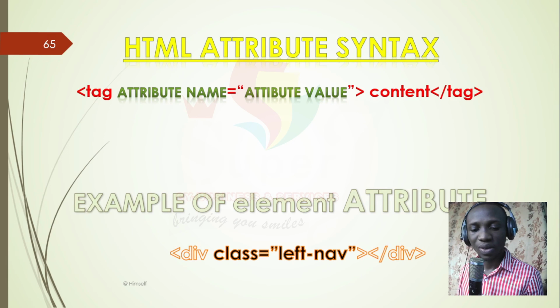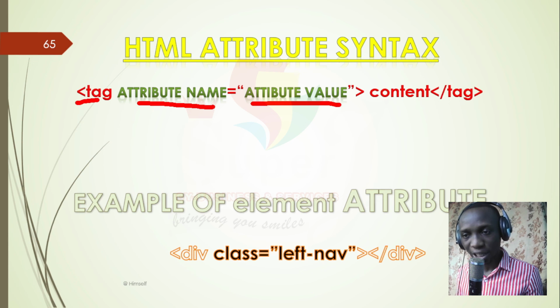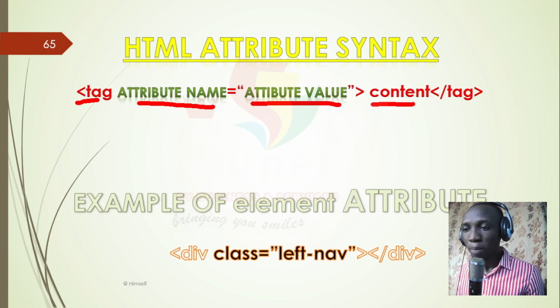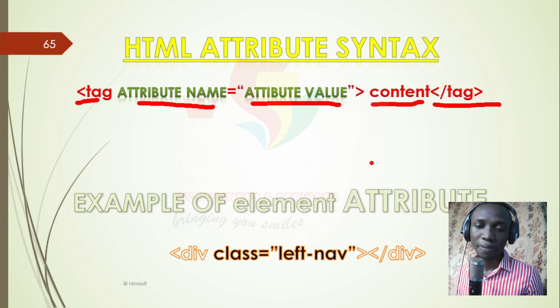Now, this is an attribute. I'm giving you an example of an attribute. You tell the attribute name, and then you tell us the attribute value inside of a double quote, but the value and the name are separated by an equal sign. Don't forget about it. Then you can close your opening tag, give your element content, and then close your tag.